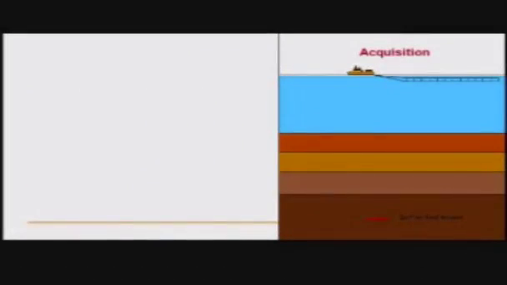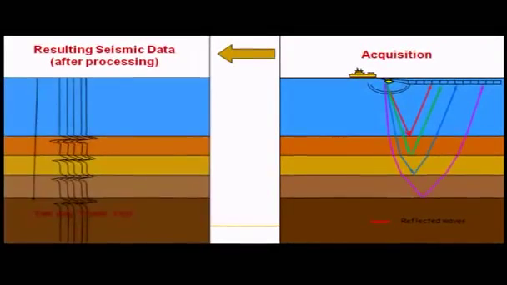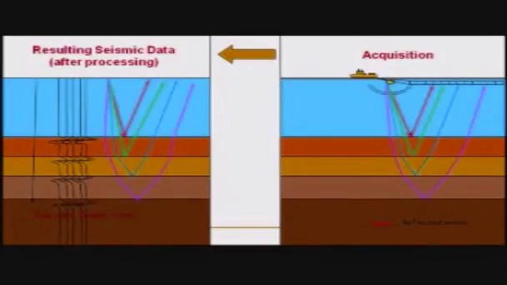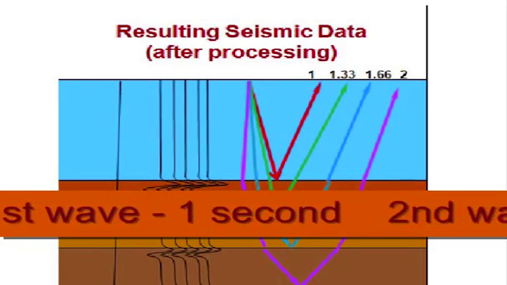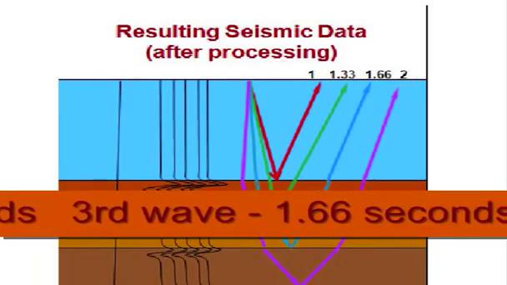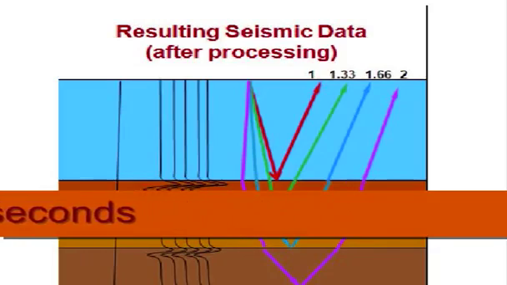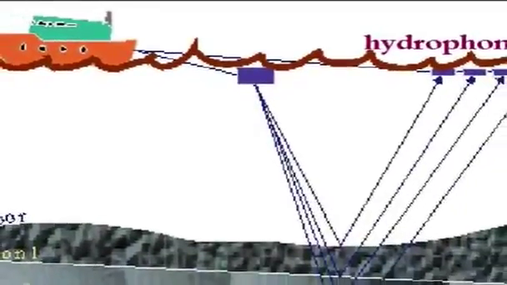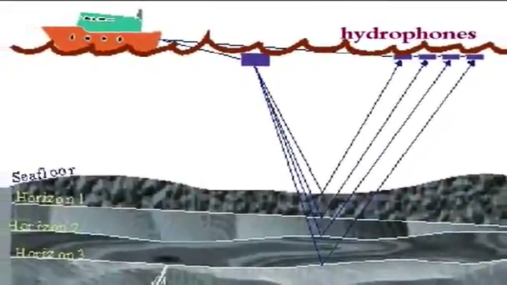Once we determine the velocities of the waves, as I showed you earlier, we can determine the depths of the water. On our chart, we see that the first wave's travel time was 1 second. The second wave's travel time was 1.33 seconds. The third, 1.66 seconds, and the fourth was 2 seconds. With the exact time, we can calculate the depth. Remember, the velocity of the wave changes as it travels through the different rock types. In denser rock, the waves travel faster.